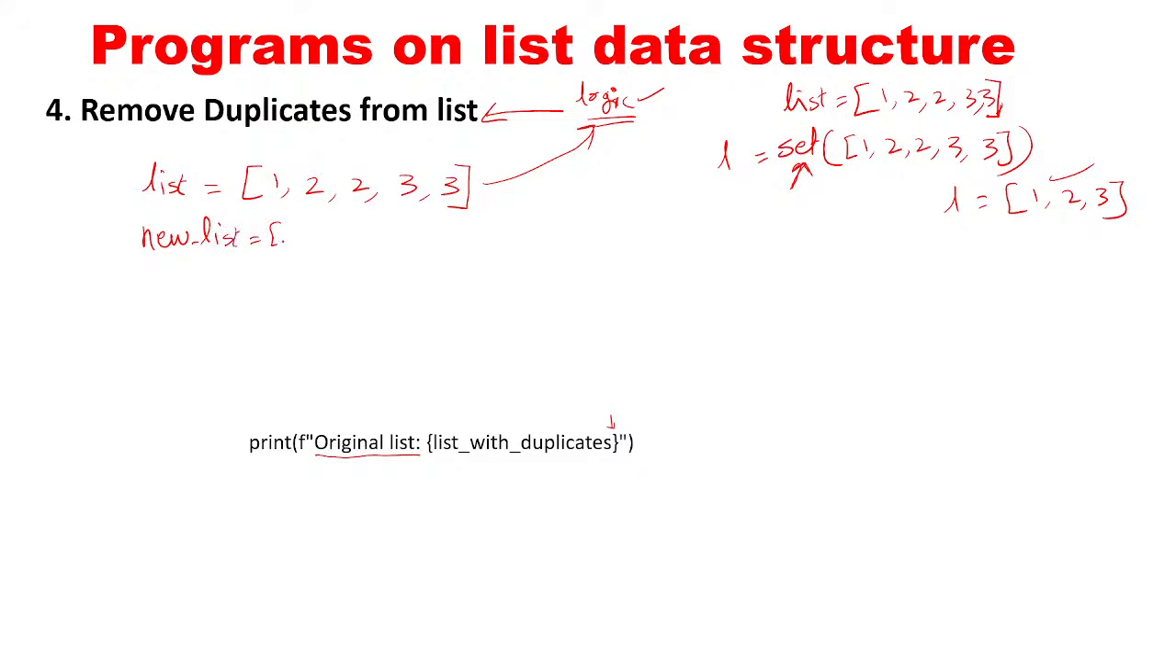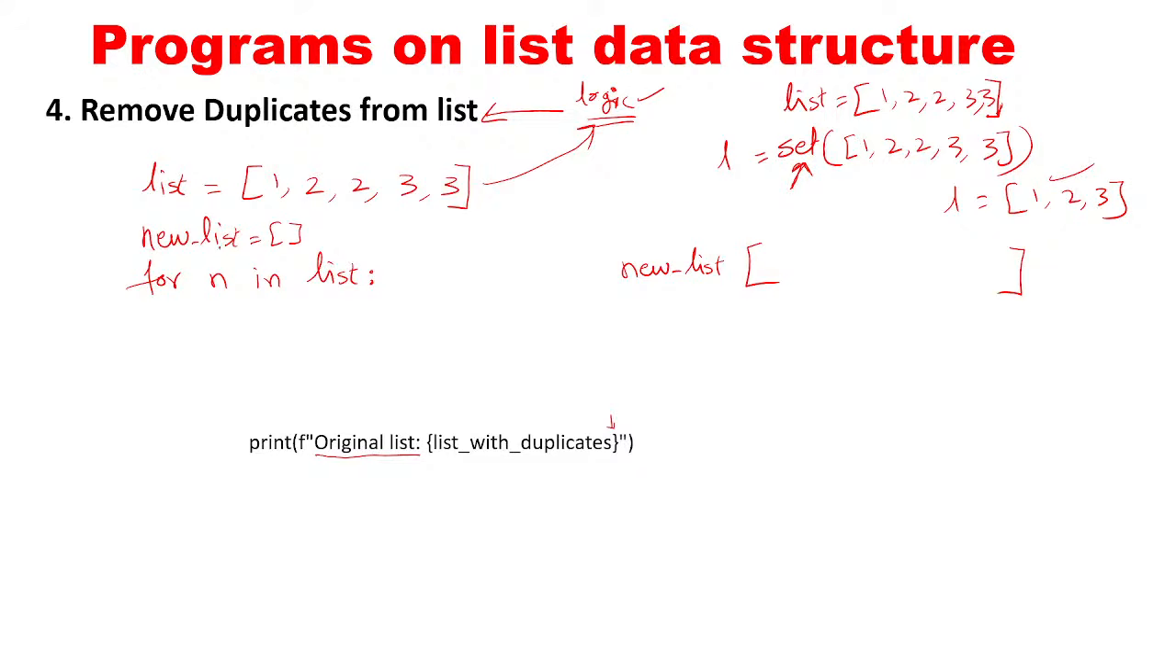We'll take an empty list here. If an element is not a duplicate, then we add it to this new list. But how do we know whether it is a duplicate or not, whether it is occurring only one time? First, let us traverse the list. What is the way of traversing the list? By using the for loop, something like for n in list.